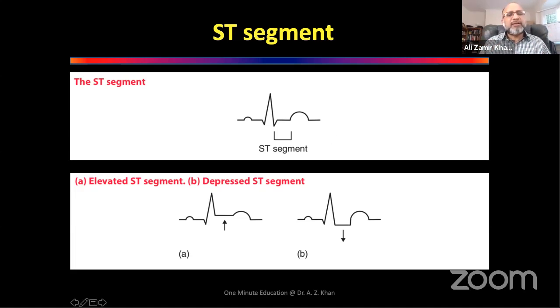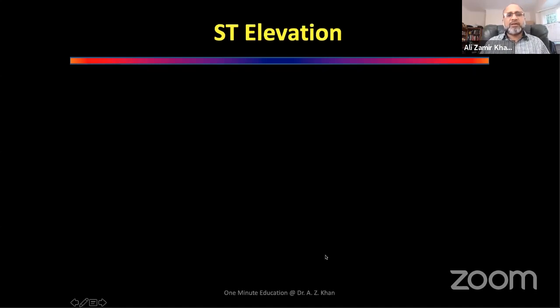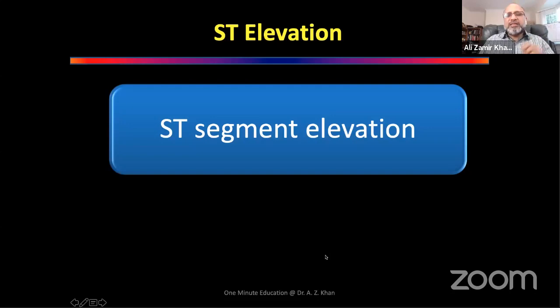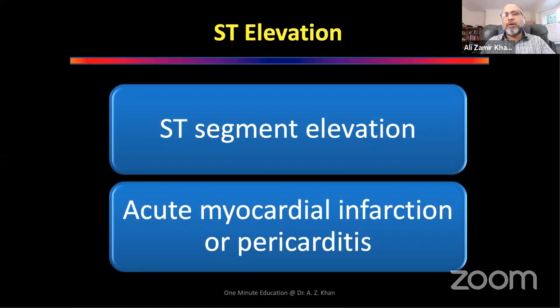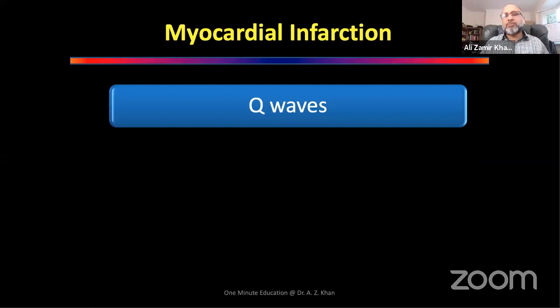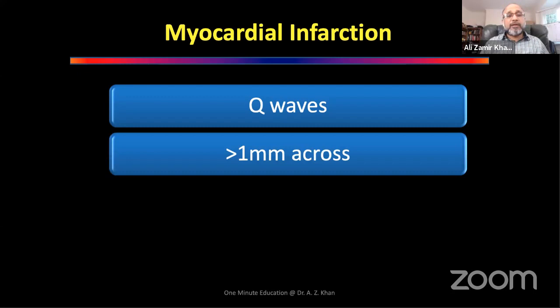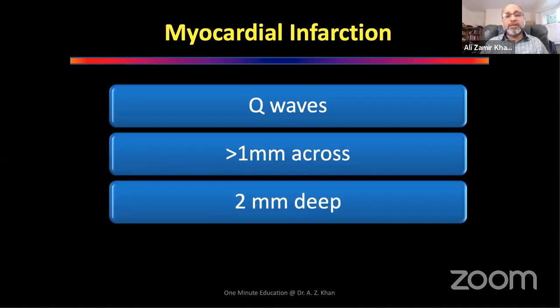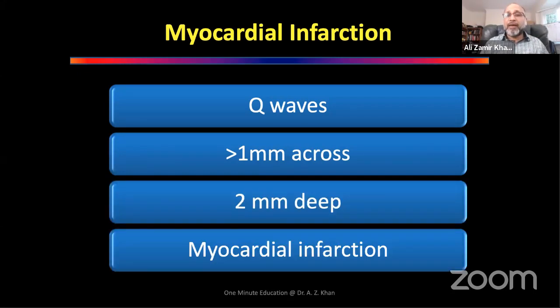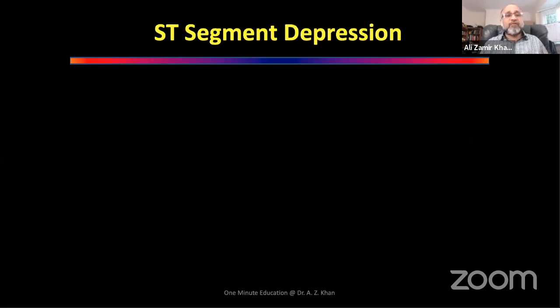So ST segment, this is normal ST segment. This is elevation and this is depression. Yeah? Okay, easy. So whenever there's ST segment elevation, you must think about MI or pericarditis, okay? Very, very easy. Pericardial inflammation can also give rise to ST segment elevation. Sometimes in myocardial infarction, you might also get prominent Q waves. They're usually 1 centimeter across, 2 millimeters deep, and they will suggest that there is MI happening, okay? So you've got to watch out for that very carefully.